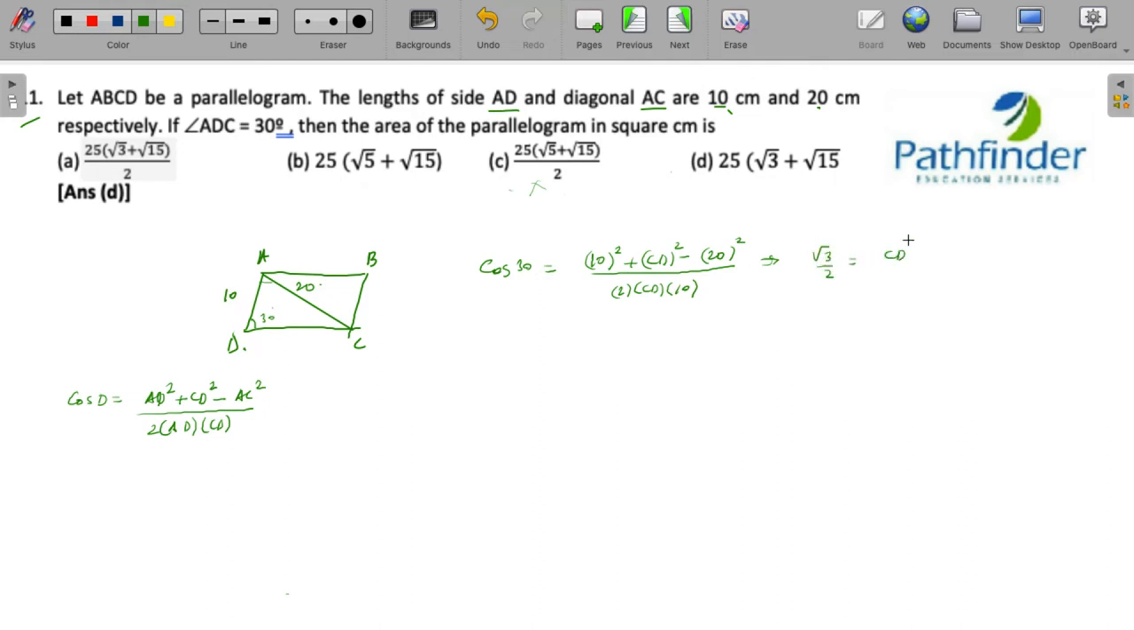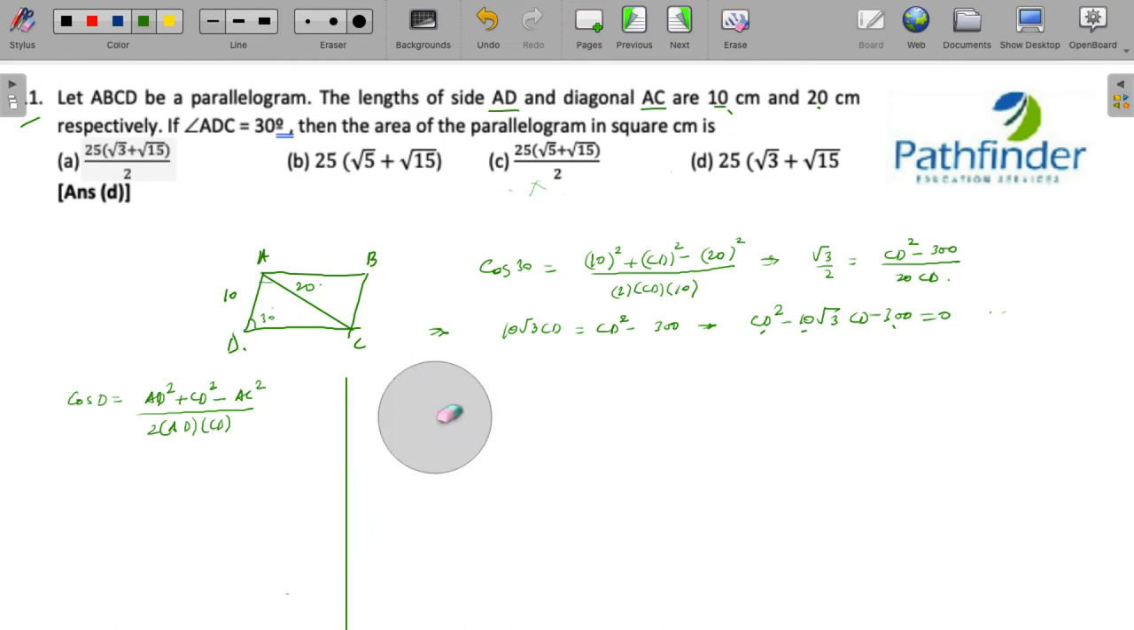is equal to CD square minus 300 upon 20 times CD. We can simplify that further and we are going to get 10 root 3 times CD is equal to CD square minus 300, which implies that CD square minus 10 root 3 times CD minus 300 must be equal to 0. We can solve this quadratic equation by the formula minus b plus minus under root b square minus 4ac upon 2a. So here a is 1, b is minus 10 root 3 and c is minus 300. So plus 10 root 3, we want to find the value of CD.